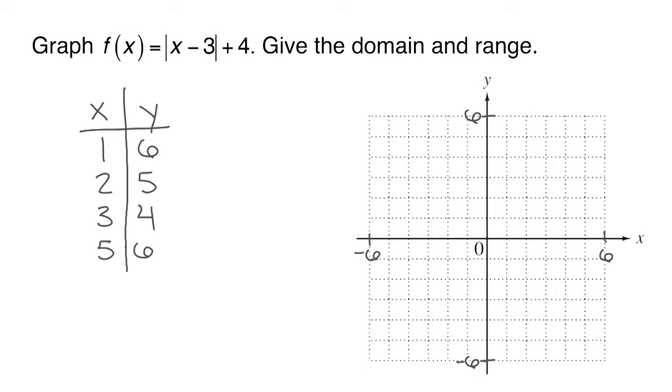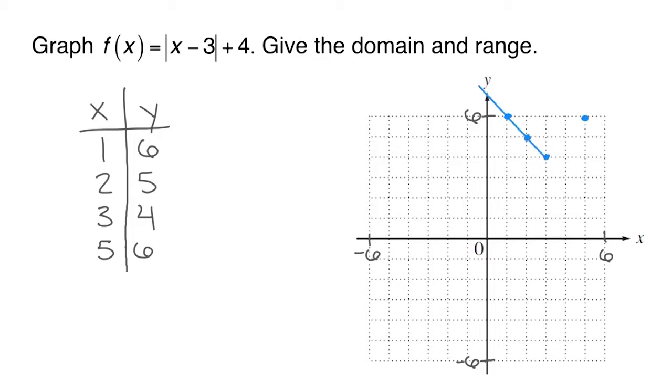We have our point (1, 6). So from the origin, we move right 1 and up 6. We have the point (2, 5). So from the origin, we move right 2 and up 5. We then have the lowest point on the graph, (3, 4). So we move right 3 and up 4 units. And then we have the point (5, 6). So from the origin, we move right 5 and up 6.